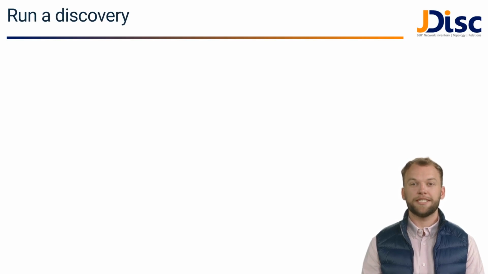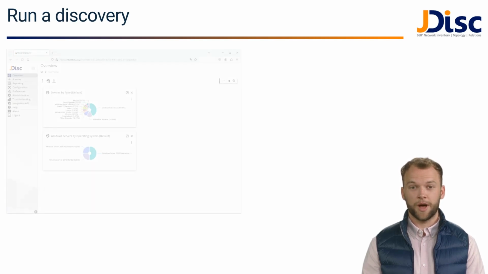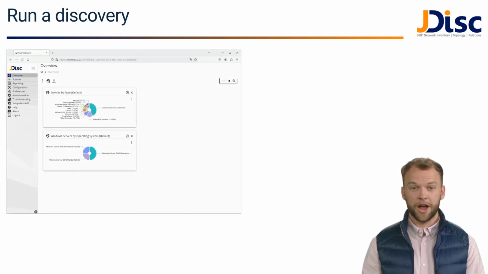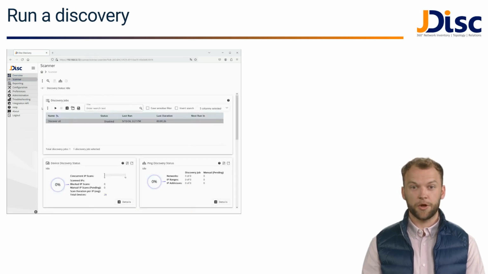Now we are ready to run a discovery with the RDS Client Access License Discovery enabled. From the Web UI, I click the Scanner menu item and start a Discovery Job. My lab network is relatively small, so the discovery job completes in just a few minutes.